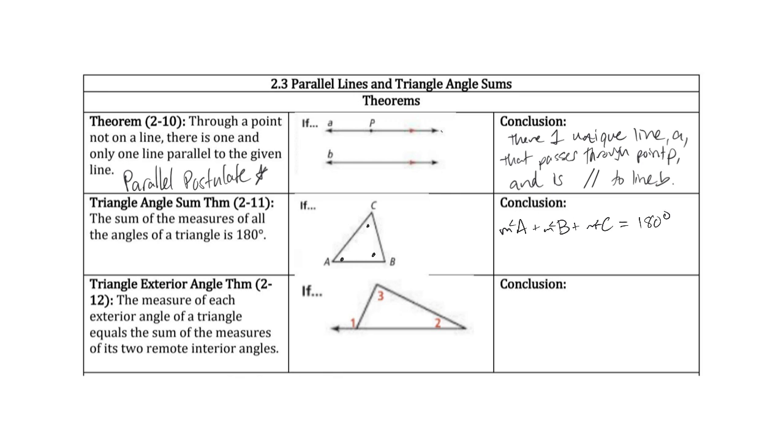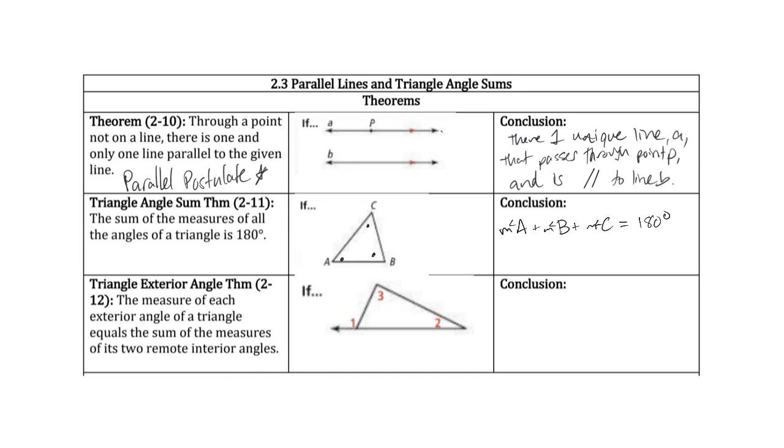So if you're given A and B, C has to be a measure that adds to A and B to equal 180 degrees, and vice versa with other angles. So all three angles in that triangle need to add to 180 degrees. That is what the triangle angle sum theorem tells us.